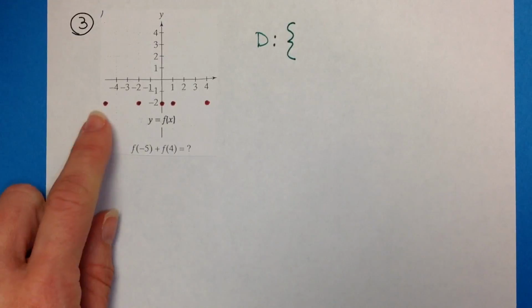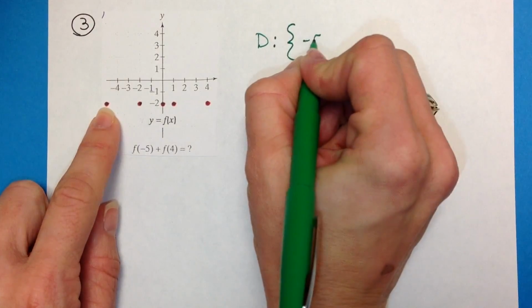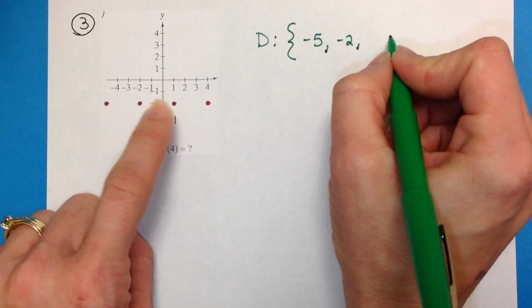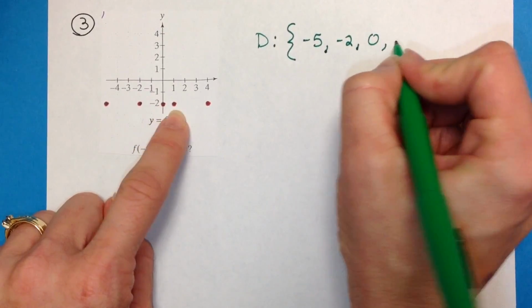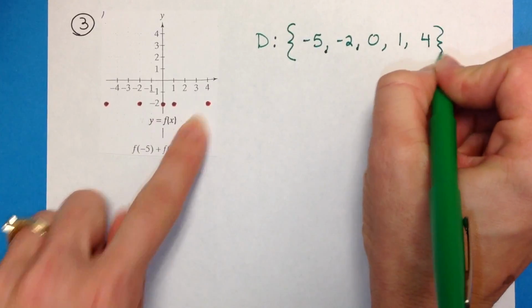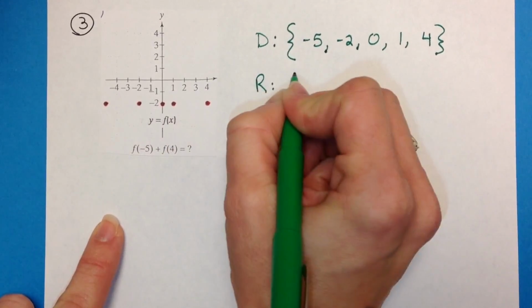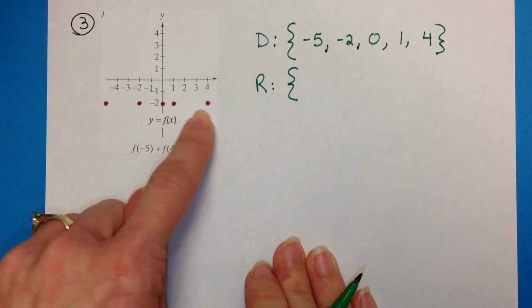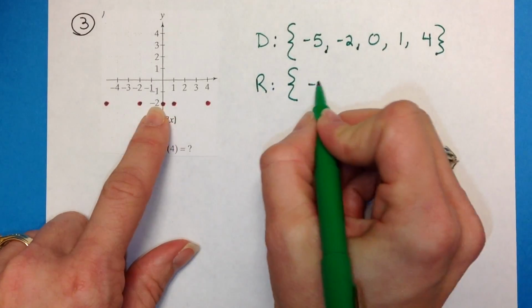So we want x values first for domain. So this would be negative 5, negative 2. The x value here is 0. And then positive 1 and positive 4. Okay, range is y. The only y value that's used by all 5 of those points is negative 2.